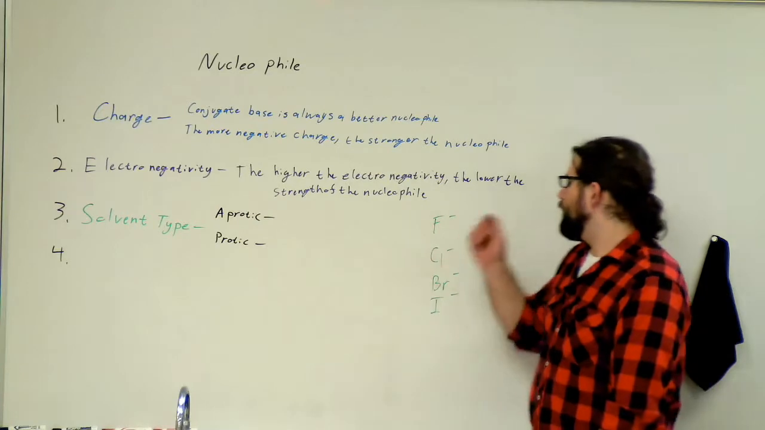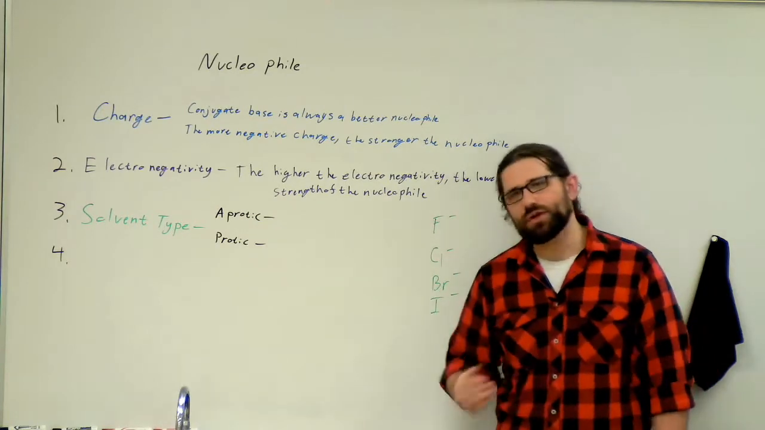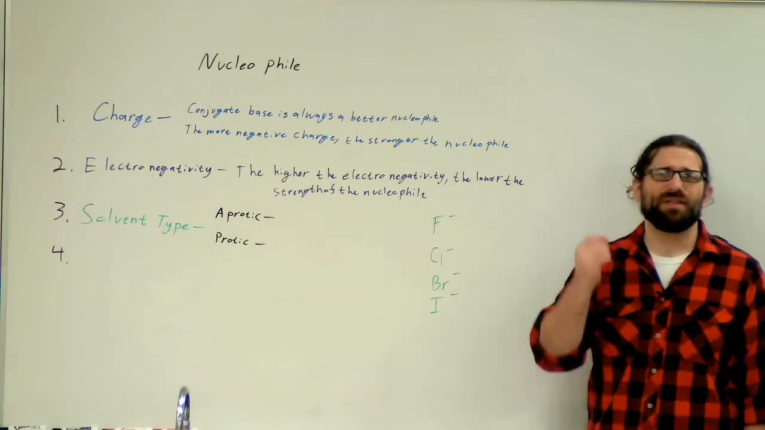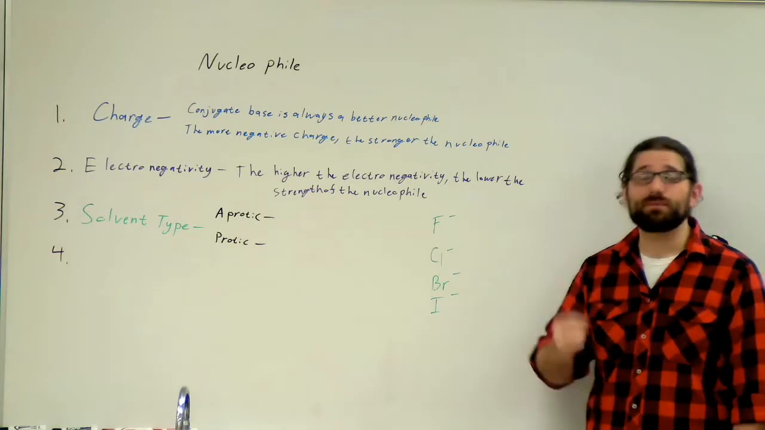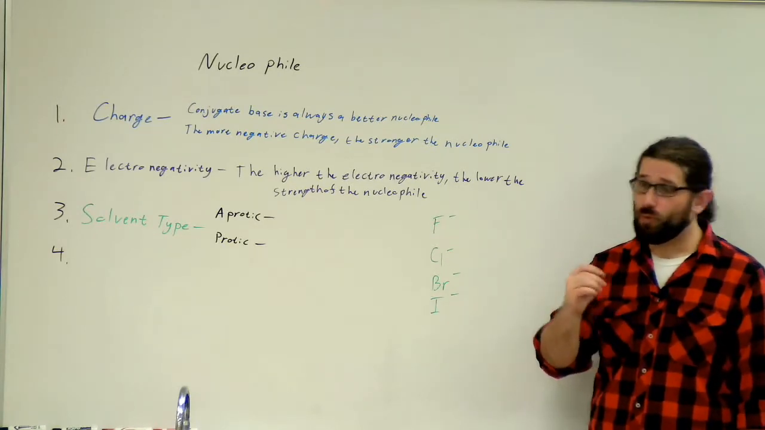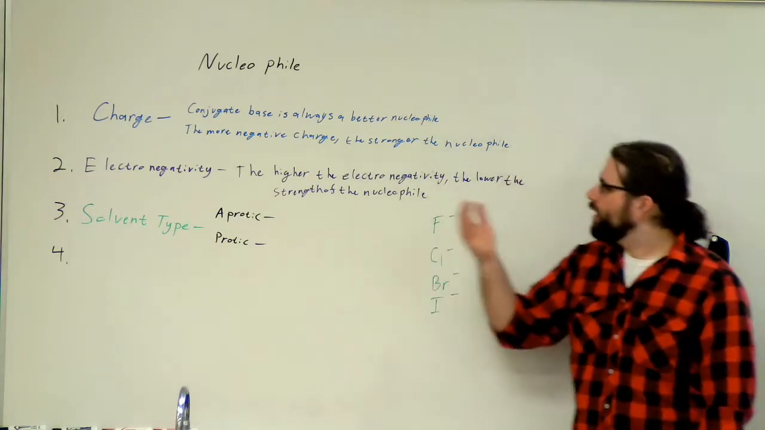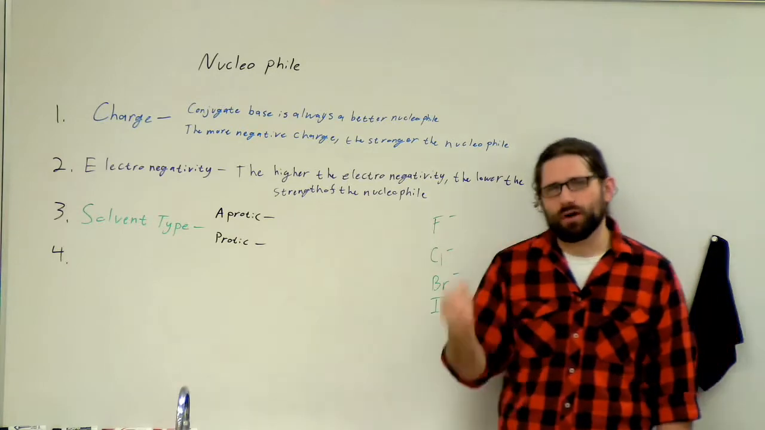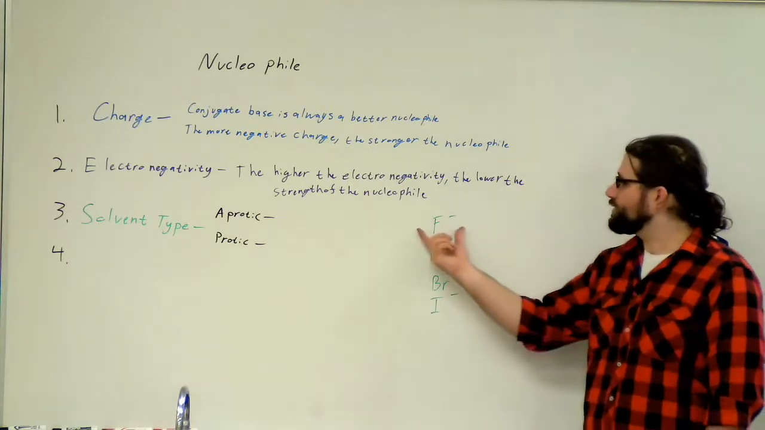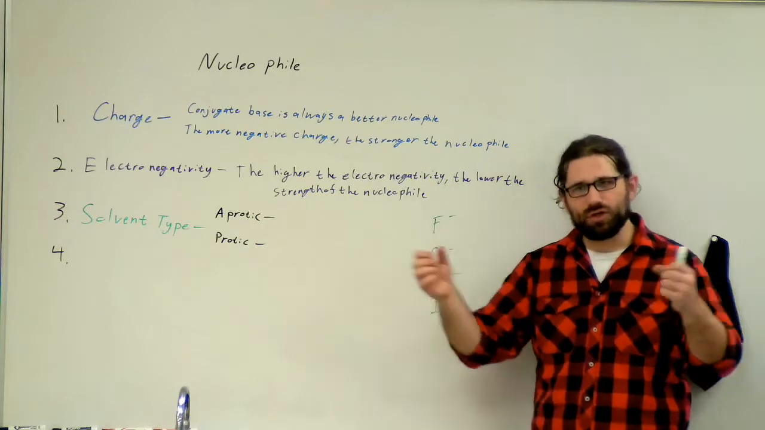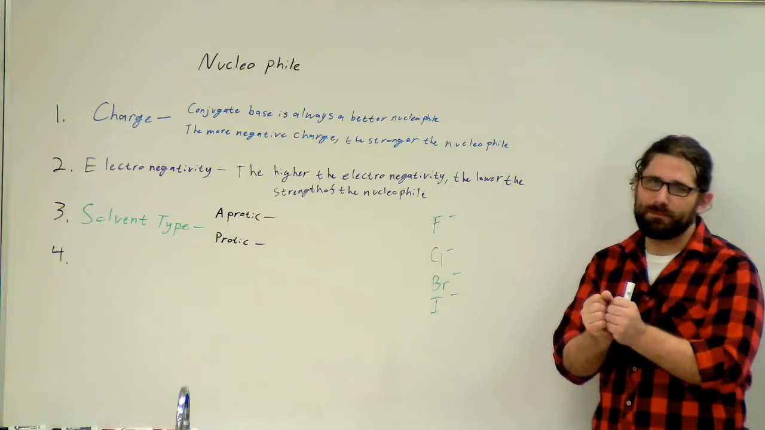So how is that going to affect us going up and down the periodic table? Well, when we have that hydrogen bonding, it's going to be really easy for, let's say we're using water, which has hydrogen bonding, it's going to be really easy for those water molecules to cluster around something like fluorine, which has a really high electronegativity.